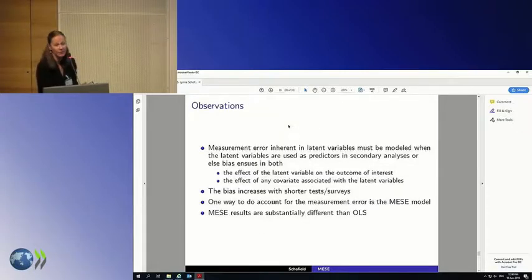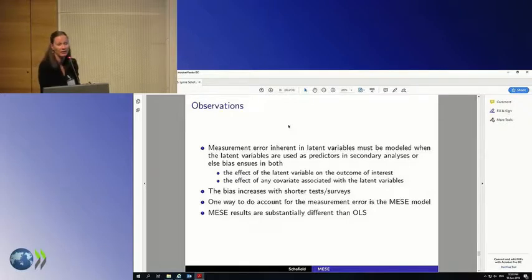So, some final observations. Measurement error inherent in latent variables is incredibly important to model when we're using the latent variables as an independent variable in a regression or any kind of generalized linear model. We're going to have bias if we don't model that measurement error, both in the effect of the latent variable itself on the outcome of interest, but also in any other covariate that is correlated with the latent variable that's also in the structural model.